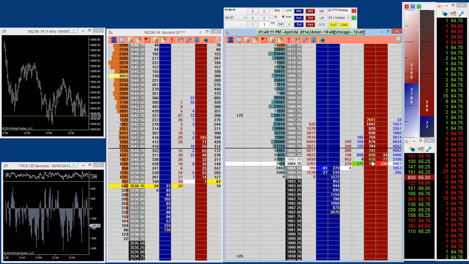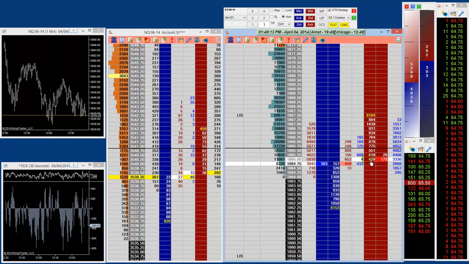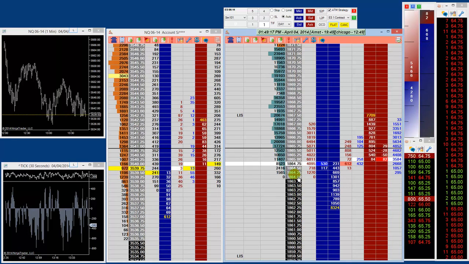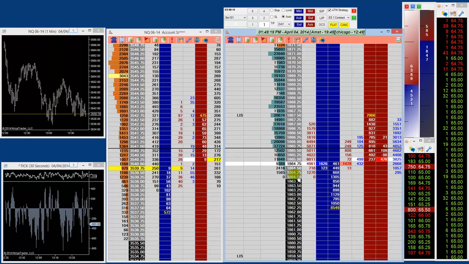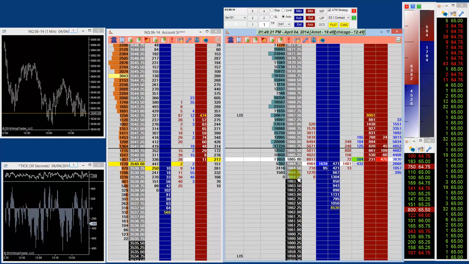And look, so we're going down now. See if we can get through 64.50. What I want to see now, if we can move through 64.50 and get down a little bit, we might actually have a bit of a better condition for a trade.